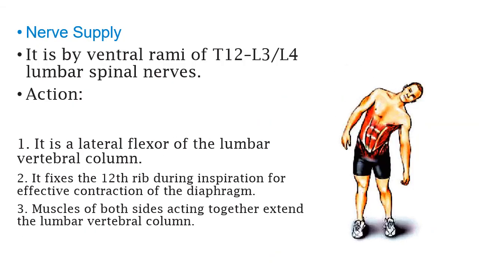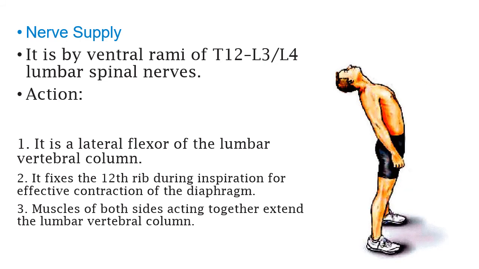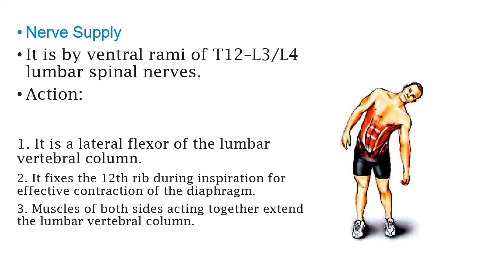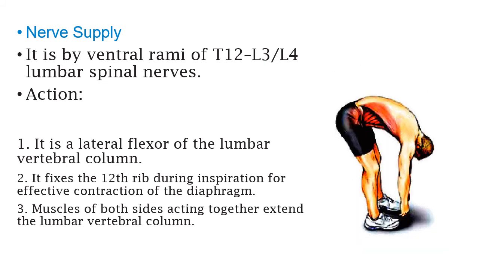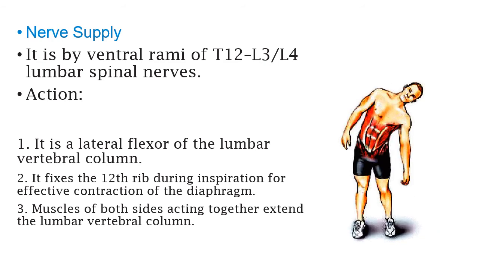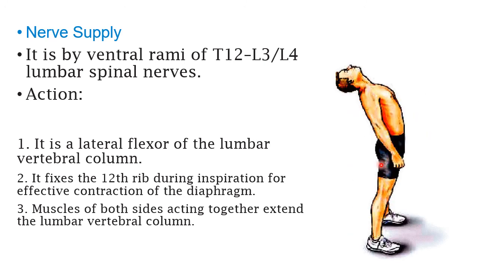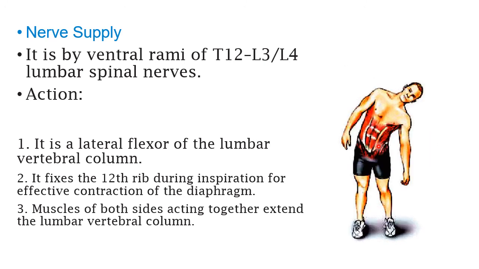Then what is the nerve supply of it? It is supplied by the ventral rami of T12 to L3 and L4 lumbar spinal nerves. The action is, it is a lateral flexor of the lumbar vertebral column. So in this image, we can identify the person is flexing his body laterally.